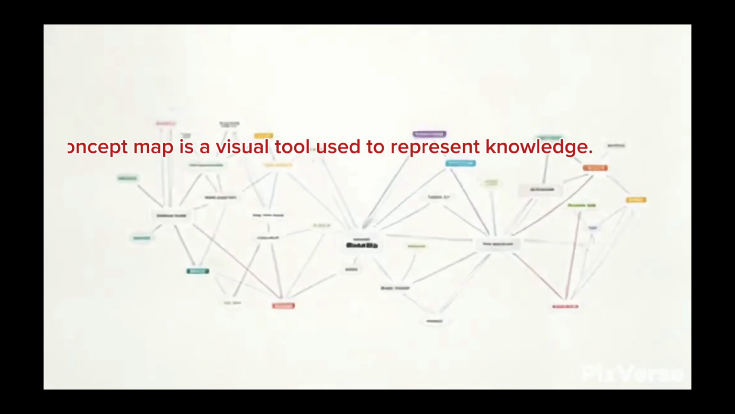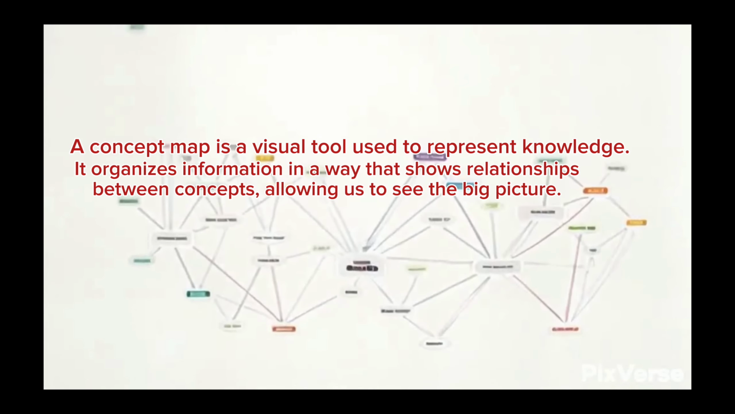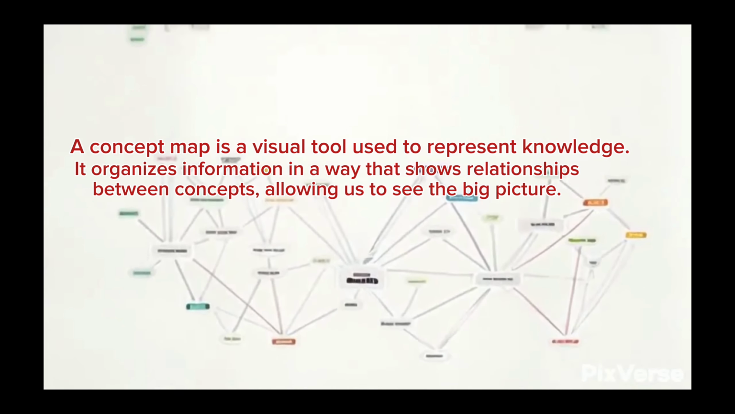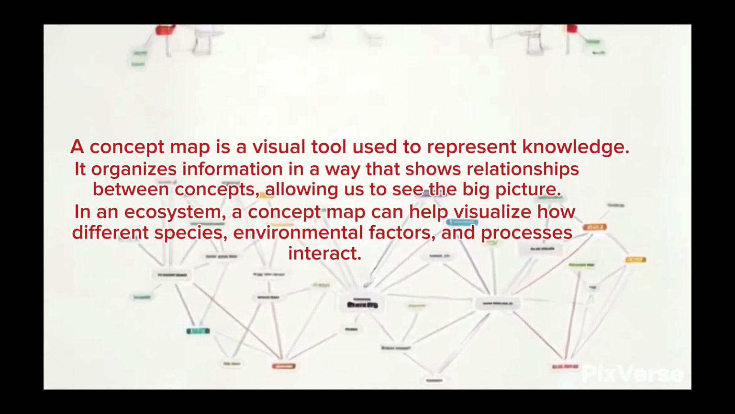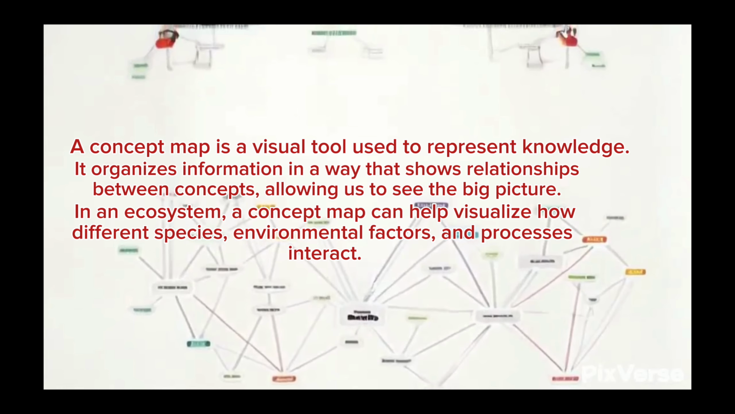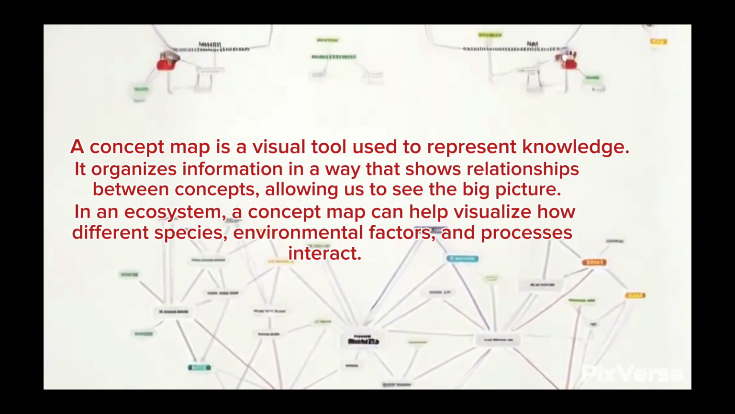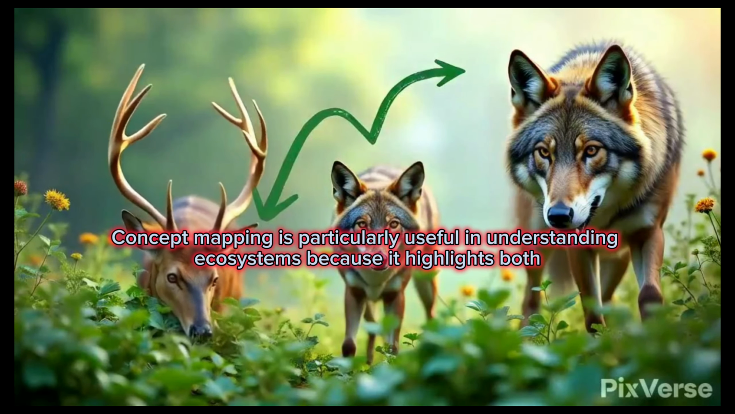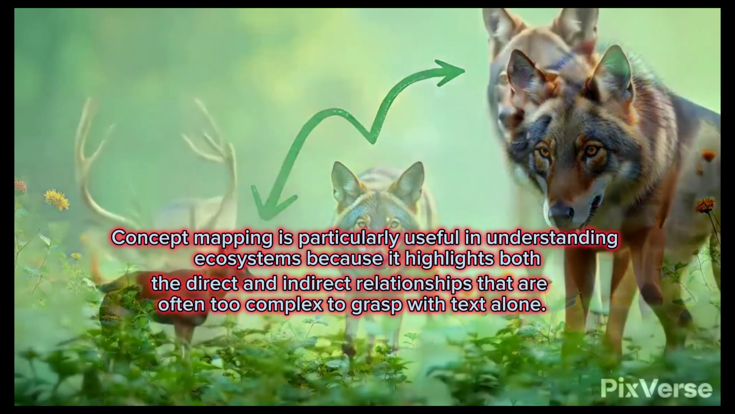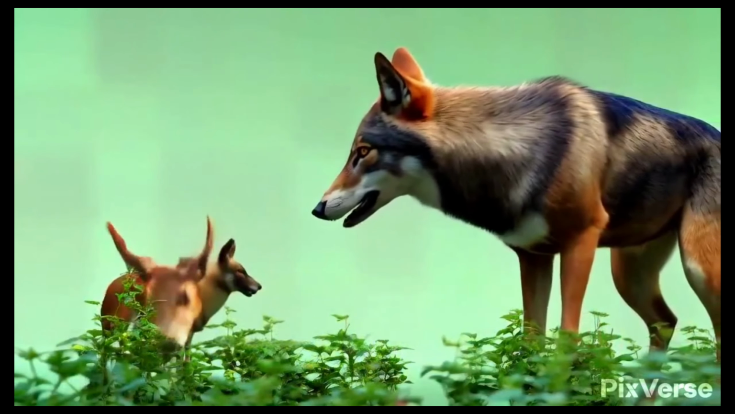A concept map is a visual tool used to represent knowledge. It organizes information in a way that shows relationships between concepts, allowing us to see the bigger picture. In an ecosystem, a concept map can help visualize how different species, environmental factors, and processes interact. Concept mapping is especially useful in understanding ecosystems, as it highlights both the direct and indirect relationships, ones that are often too complex to grasp through text alone.